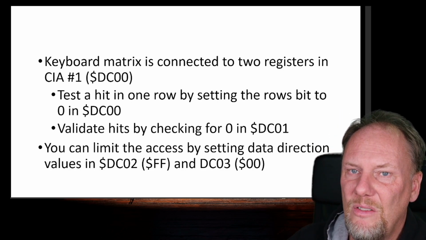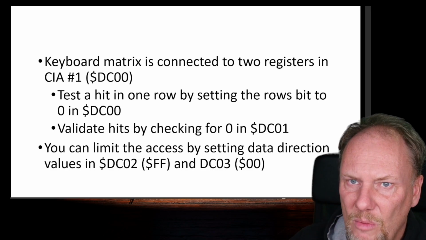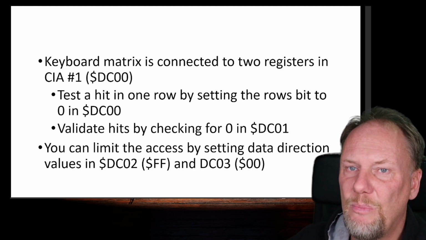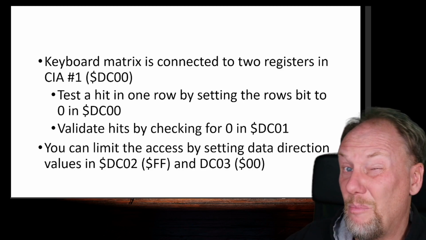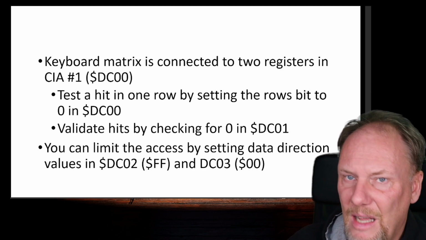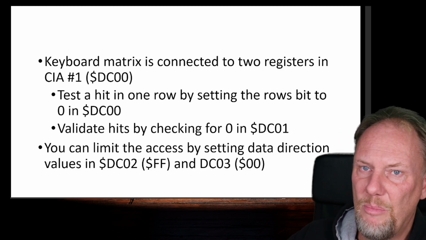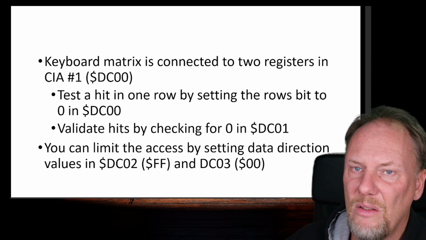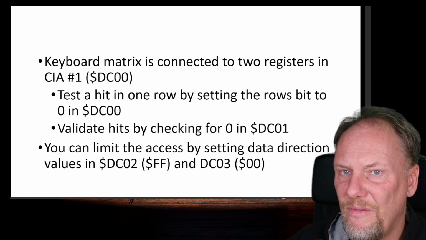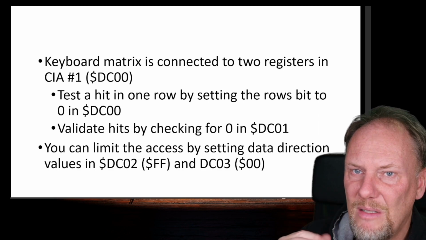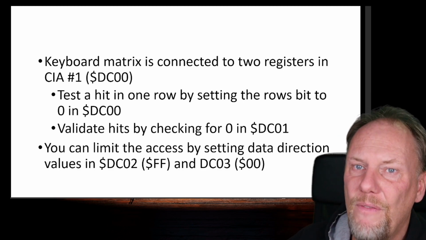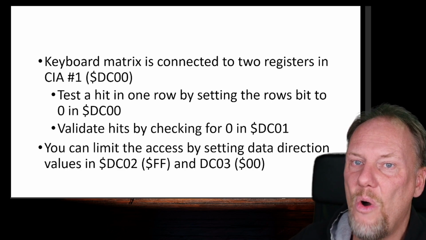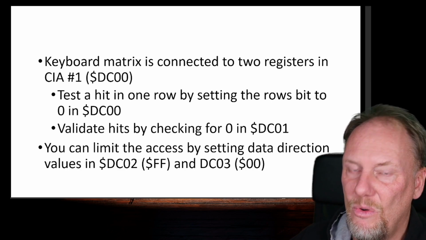But what you do is you put a 0 in one column at a time. So the key scan routine of the kernel is putting a 0 in bit 0 and then validating any hits on that one, a 0 in bit 1 and then testing for the hits in that, and going all the way to bit 7. So that is validating each of the 8 bits and then seeing if there is any of the 8 possible hits on that row.